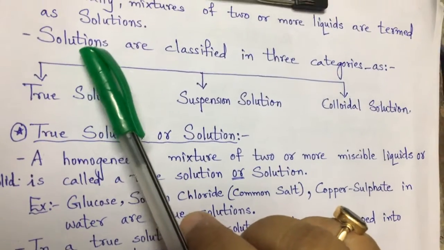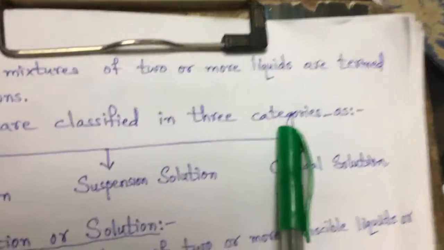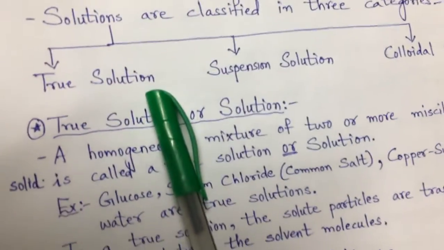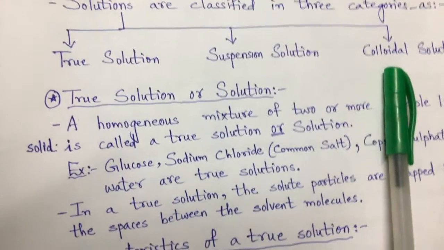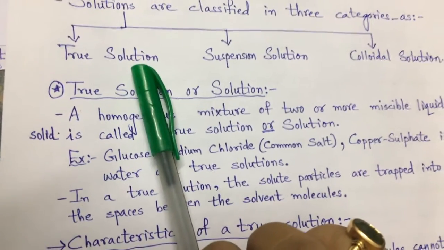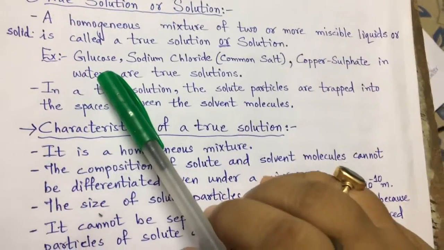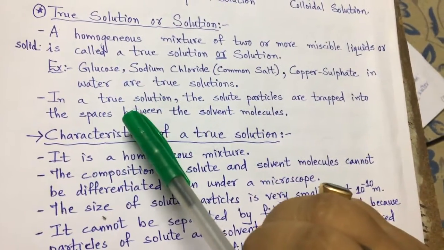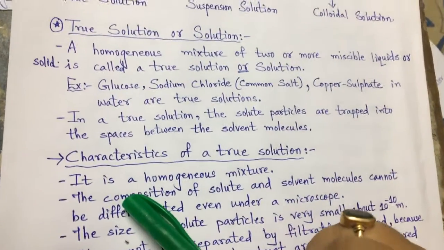Now, basically, solutions are classified in three categories. They are true solution, suspension solution, colloidal solution. True solution is also just to say solution. So, today I will explain to you what is true solution, its characteristics, and suspension solution and its characteristics.